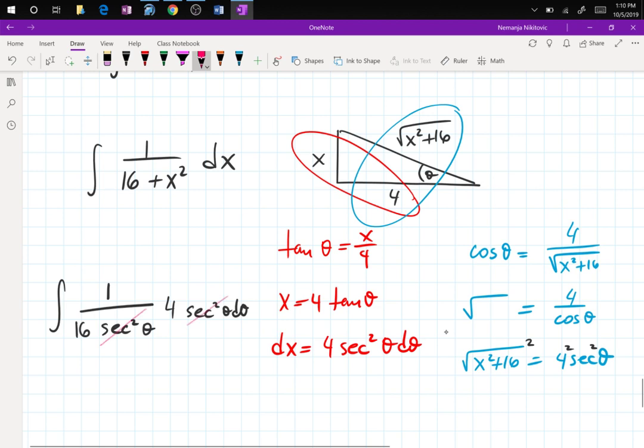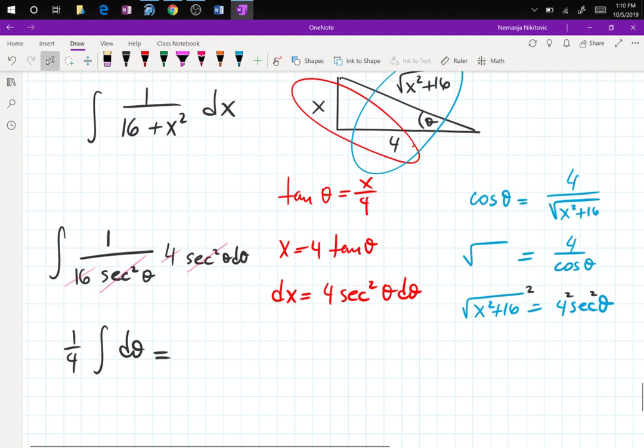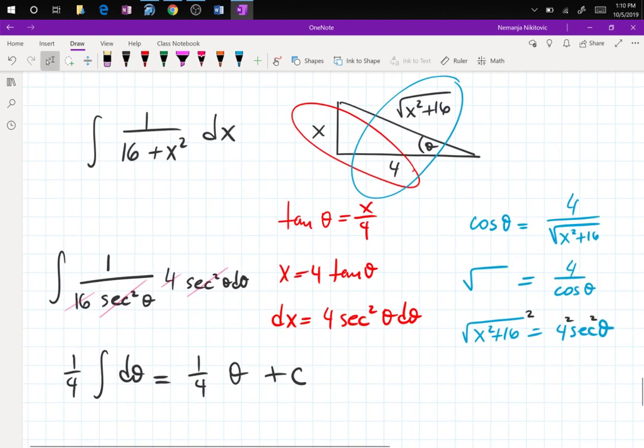Secant squared dies with secant squared. 4 and 16 reduce to 1/4, and you are just integrating d theta. What's the integral of d theta? Very good. Plus c. And guys, we're done.